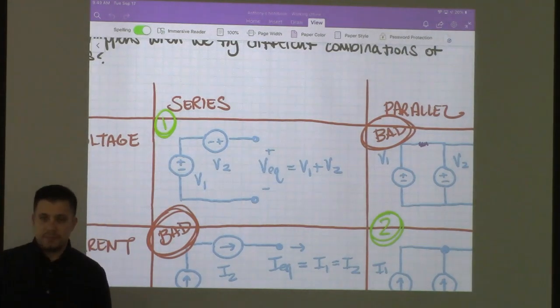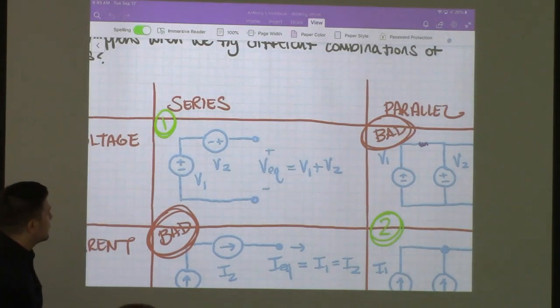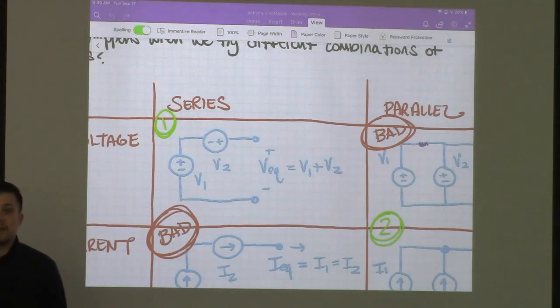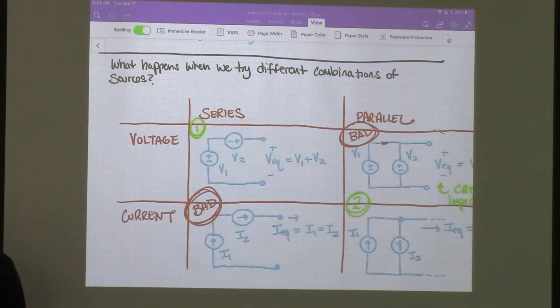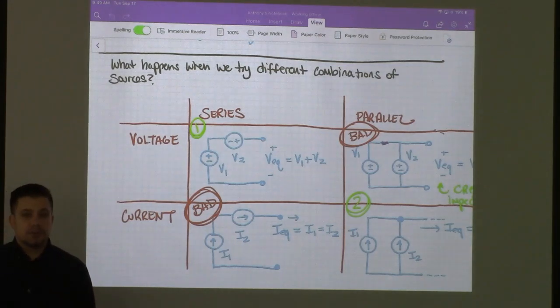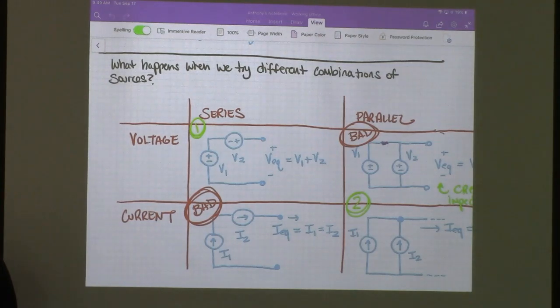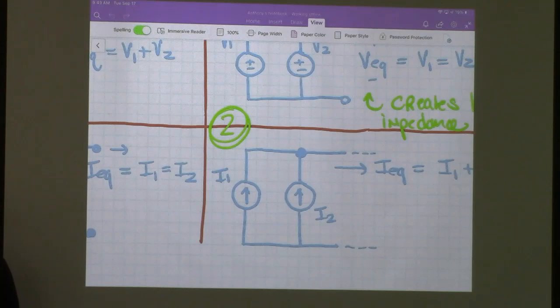What happens when we try to pick combinations of the sources? Series combination of voltage sources. It's just a table, right? You can see series and parallel are the columns, and then voltage and current are the rows. I'm going to go in a specific order for a reason.